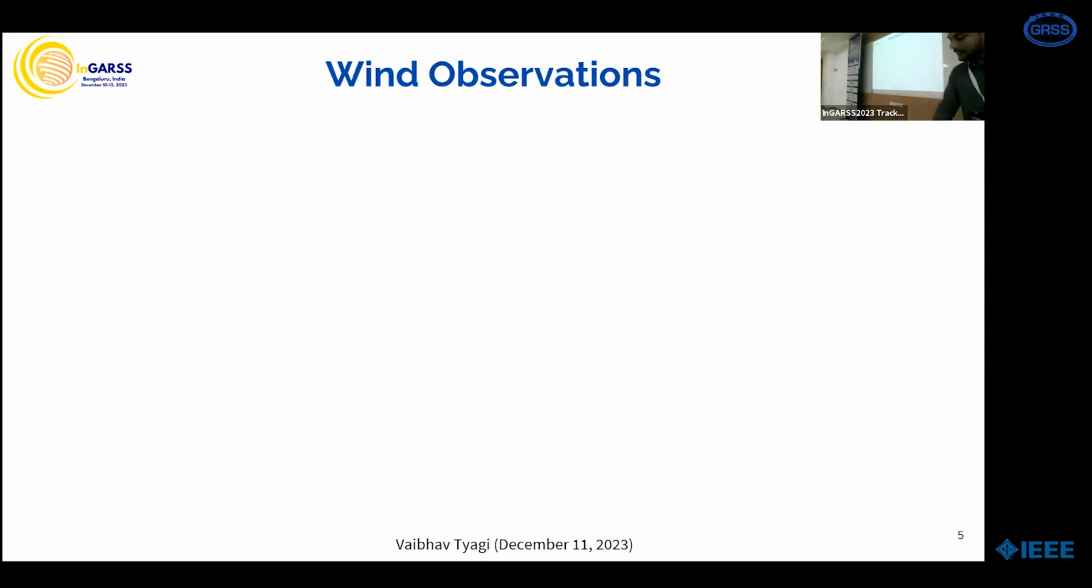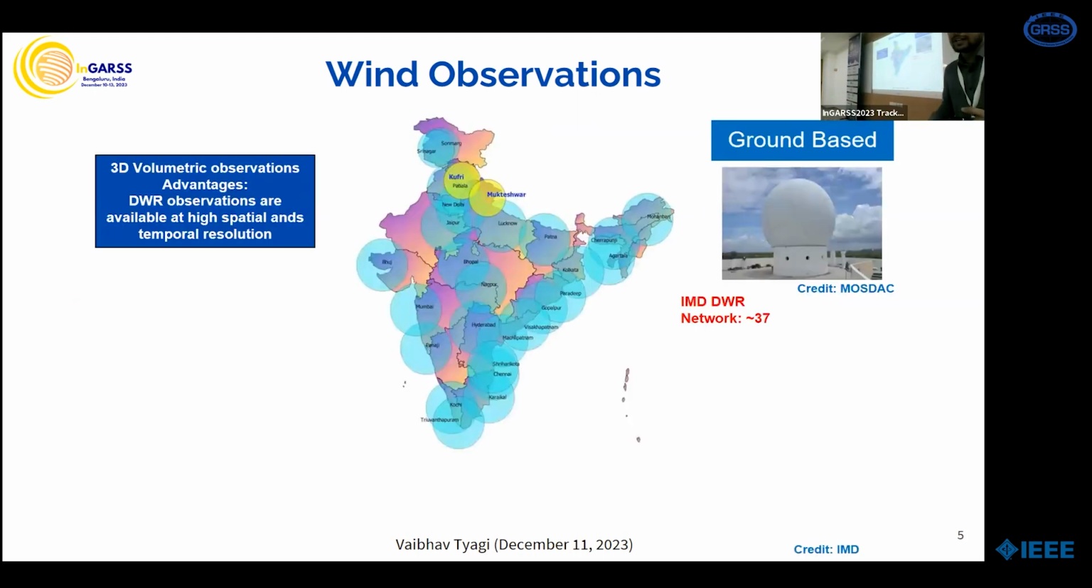So in that case, the Doppler weather radar plays an important role. India holds a good network of Doppler weather radar, around 37 Doppler weather radars. Doppler weather radar basically provides the three-dimensional volumetric observations of radial velocity and reflectivity. These observations are high in spatial and temporal scale. Every 15 minutes, we can have a 3D observation in dual polarization mode.